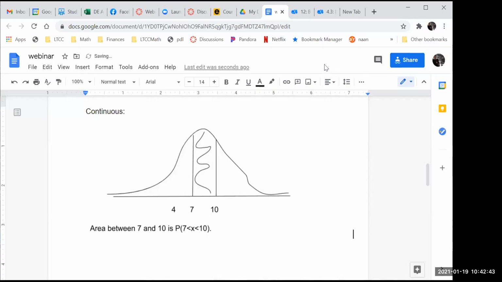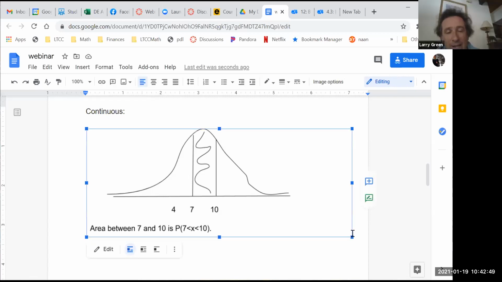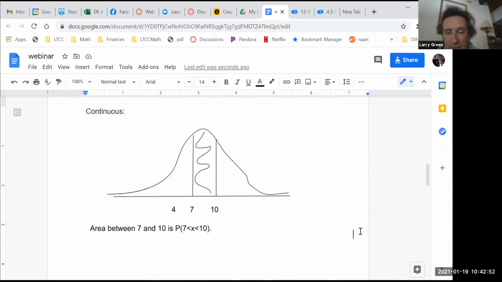Can you just repeat the phrase that you just said? The probability of being exactly any number is always 0 with continuous distributions. And that's because the base of what you're doing is always going to be 0. And remember, base times height.